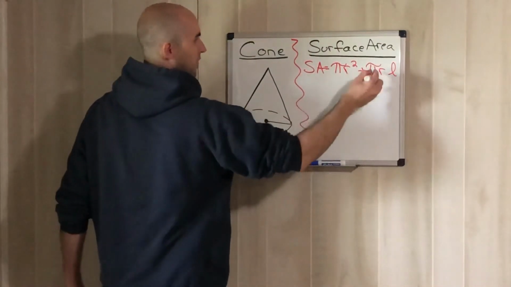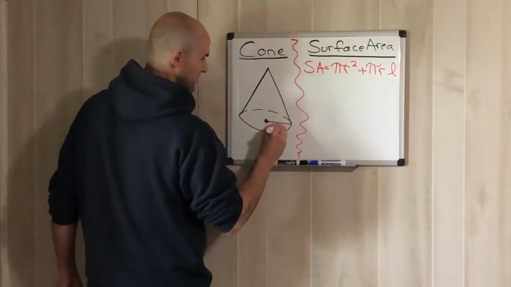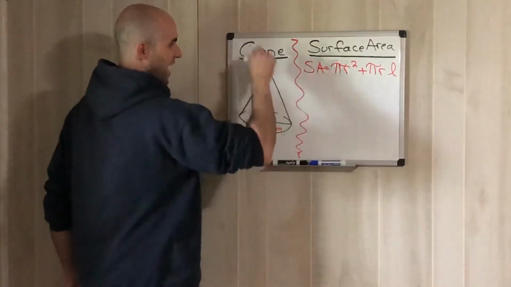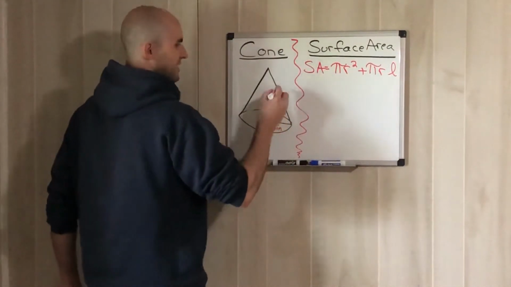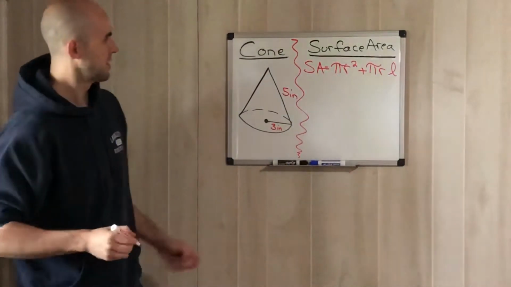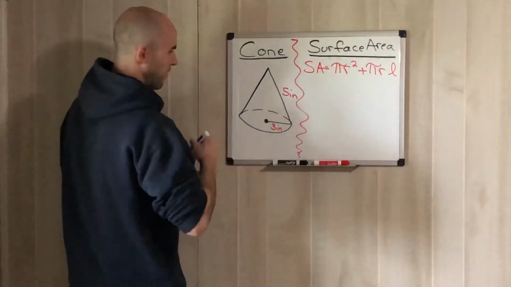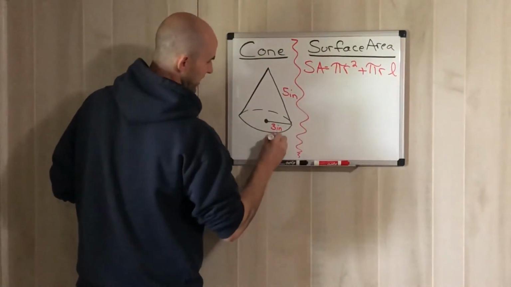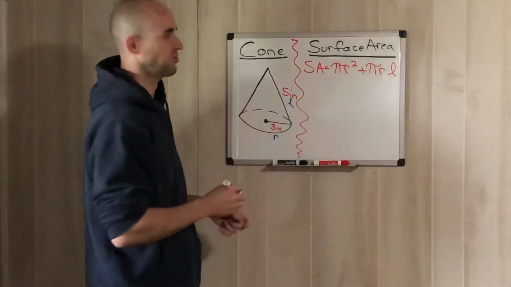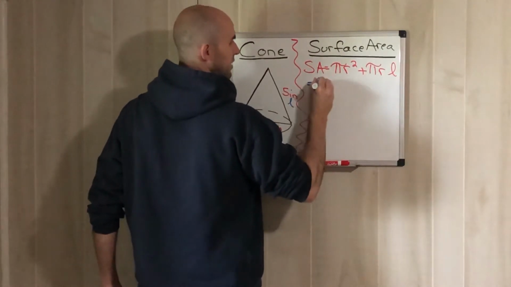Now we know what r is. R is the radius. Let's say that the radius is 3 inches. And what L represents is how long the actual cone is. So in this case, let's say that the cone is 5 inches. Right? So all we need is just that. And we'll substitute them in. We know that 3 is the radius, and we know that 5 is the length, how long the cone actually is.